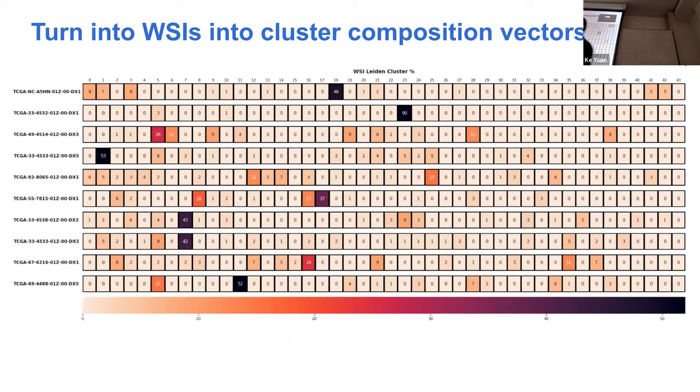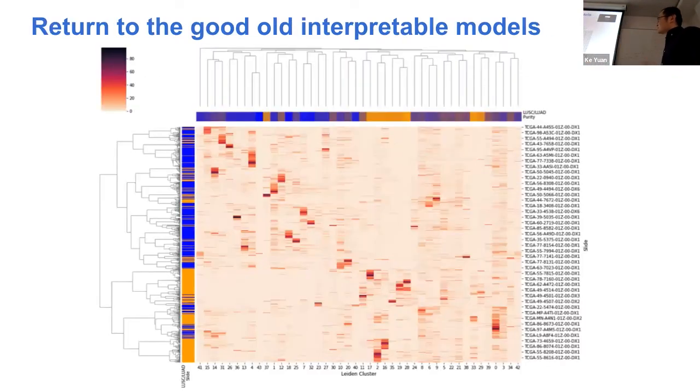So the next step is that we turn each whole slide image into a vector of cluster compositions. Here you see a patient ID, their color. We have in this case 44 different clusters, and the numbers indicate their share of the overall whole slide image. This gave us a handle to do a lot of associations with everything you have in the same data set.